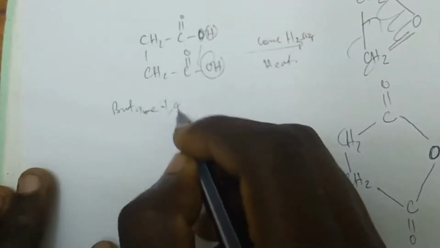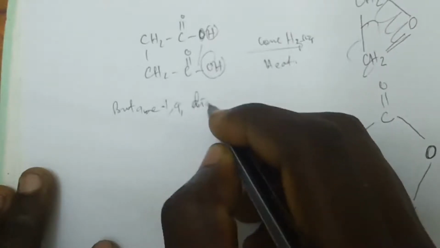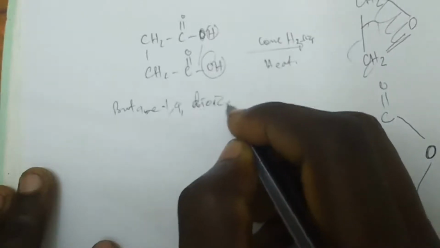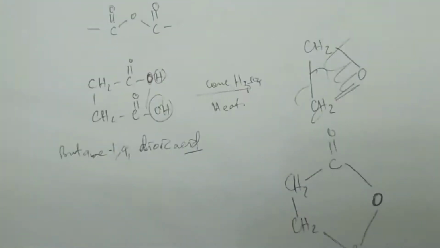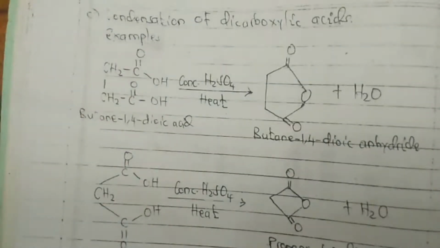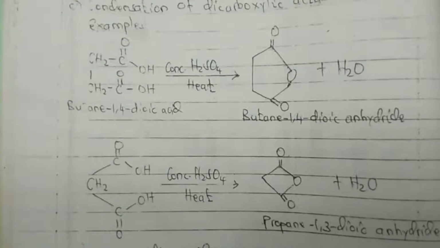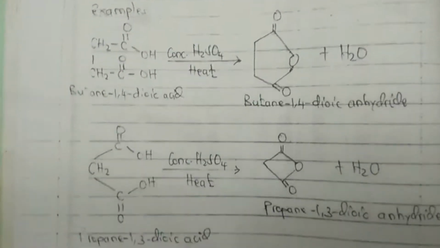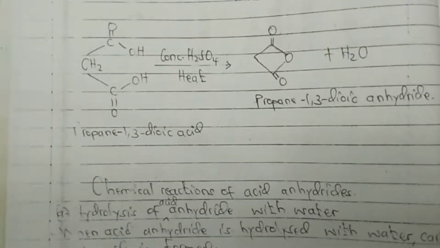Naona. Kwa hiyo hii hapa itakuwa ni anhydride, manake this was butane 1,4 dioic acid. Hapa itakuwa dioic anhydride, kwenye hii hapa molecule itakuwa dioic anhydride. So butane 1,4 dioic acid itakuwa butane 1,4 dioic anhydride. Ni example tu. Propane 1,3 dioic acid itakuwa propane 1,3 dioic anhydride.